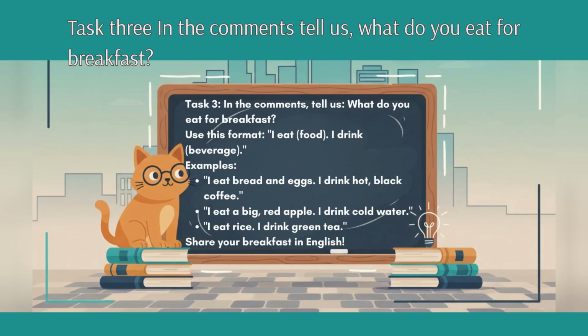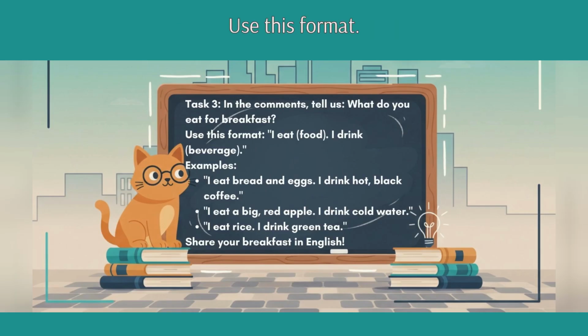Task 3. In the comments, tell us, what do you eat for breakfast? Use this format. I eat food. I drink beverage. Examples. I eat bread and eggs. I drink hot, black coffee. I eat a big, red apple. I drink cold water. I eat rice. I drink green tea. Share your breakfast in English.